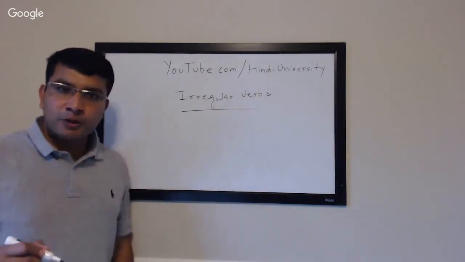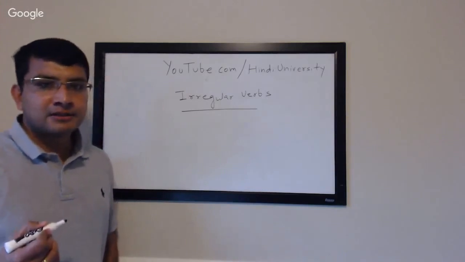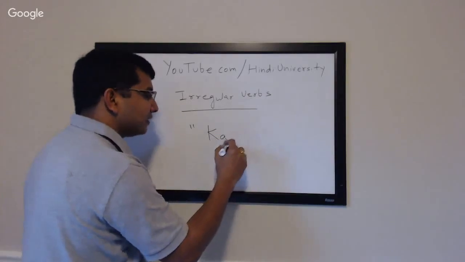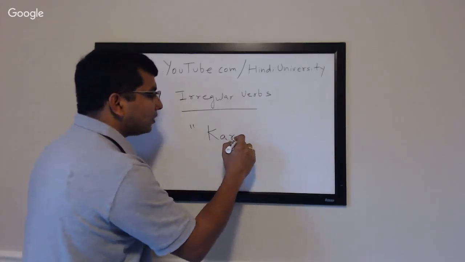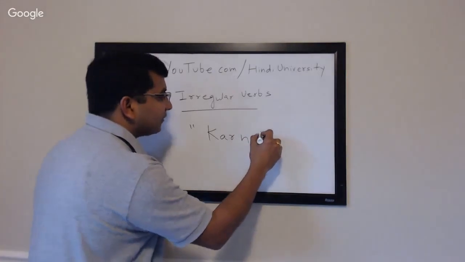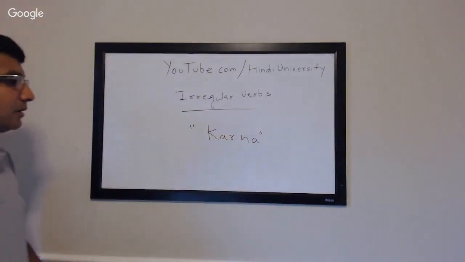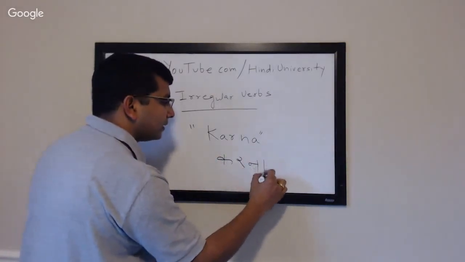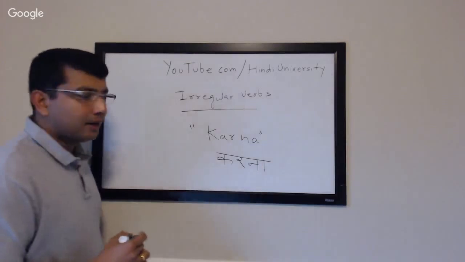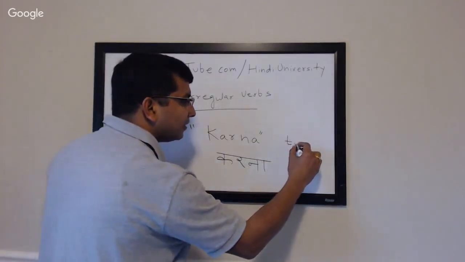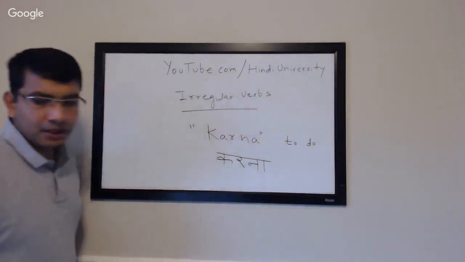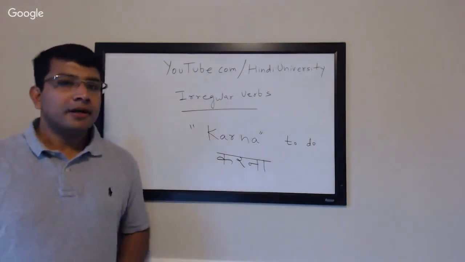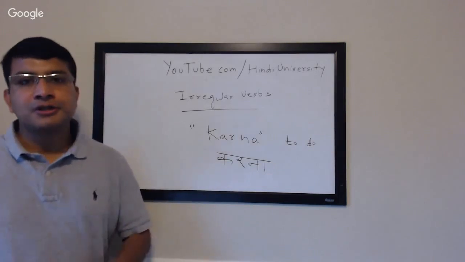We'll take only one verb and we'll start from the very basics. It's important even for the intermediate and advanced level students as well. So what I have decided is we'll take only one word. It's called Karna, and that's how you write it in Devanagari. It's in the infinitive form. The meaning of Karna is to do. So the entire class will be dedicated to how to use Karna in the present form and how to use it in the past form.